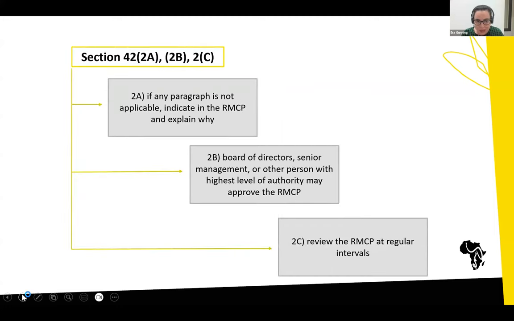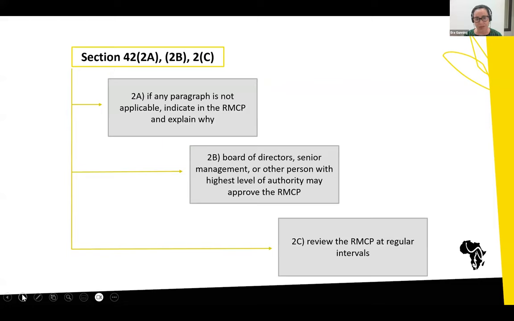Very important as well, if a paragraph in Section 42, a subparagraph, doesn't apply to your organization, it's very important that you set out that it doesn't apply. Don't just delete it. So, for example, if you don't have foreign operations or you don't take cash, you have to say that. If you don't deal with trusts or juristic persons, you do have to say it.